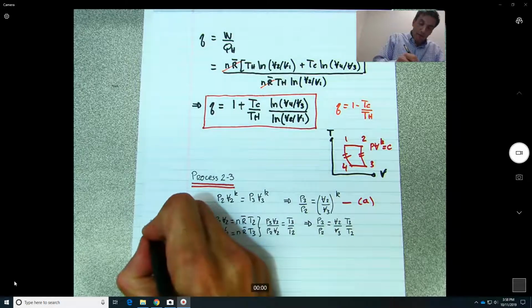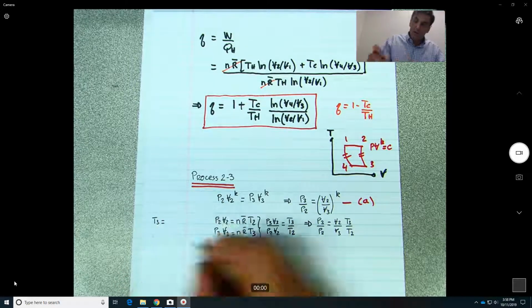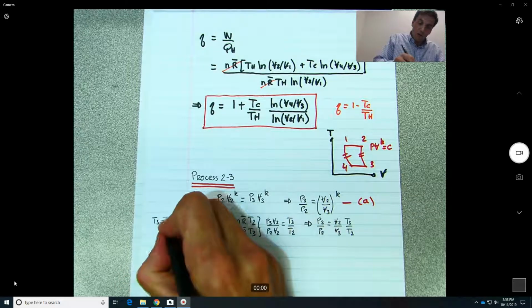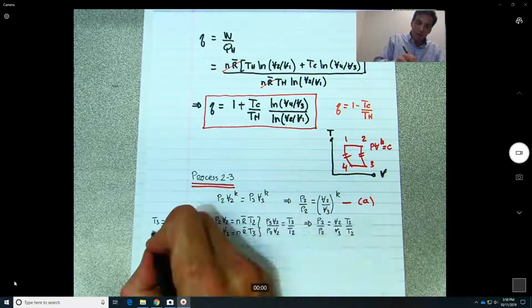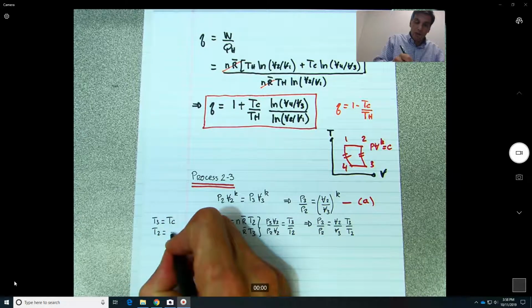And what is T3? T3 will be equal to T cold, and T2 will be equal to T hot.